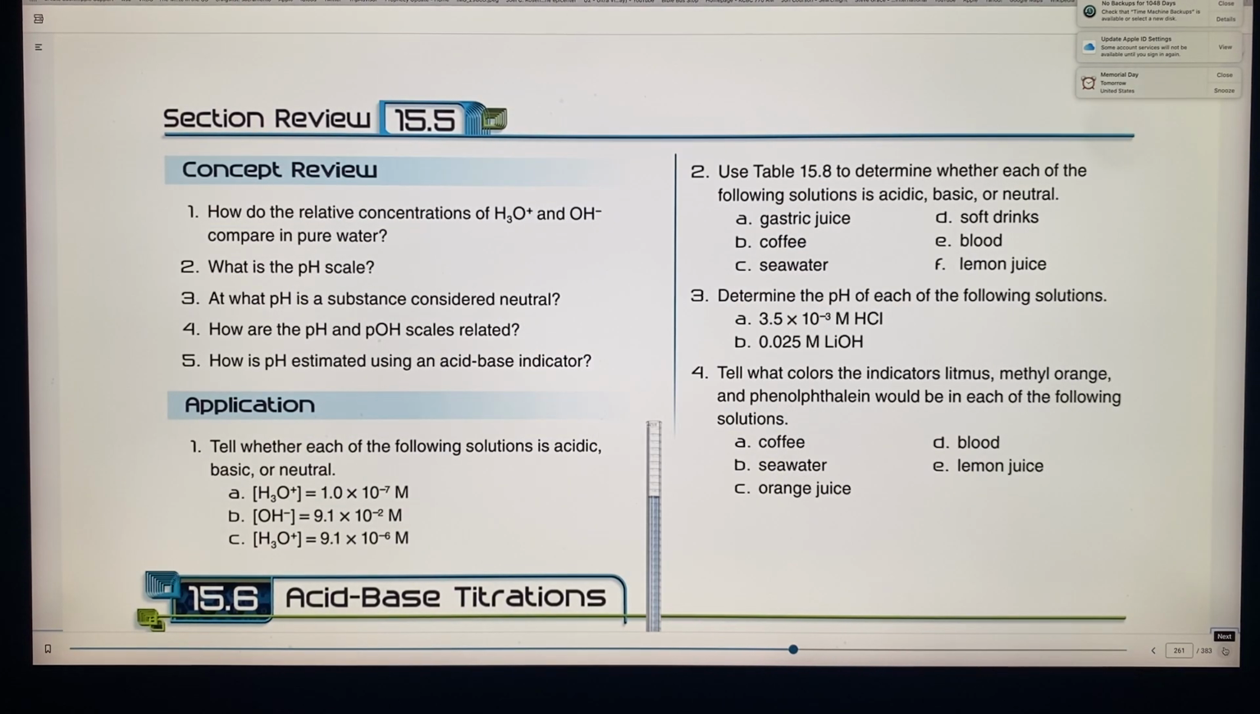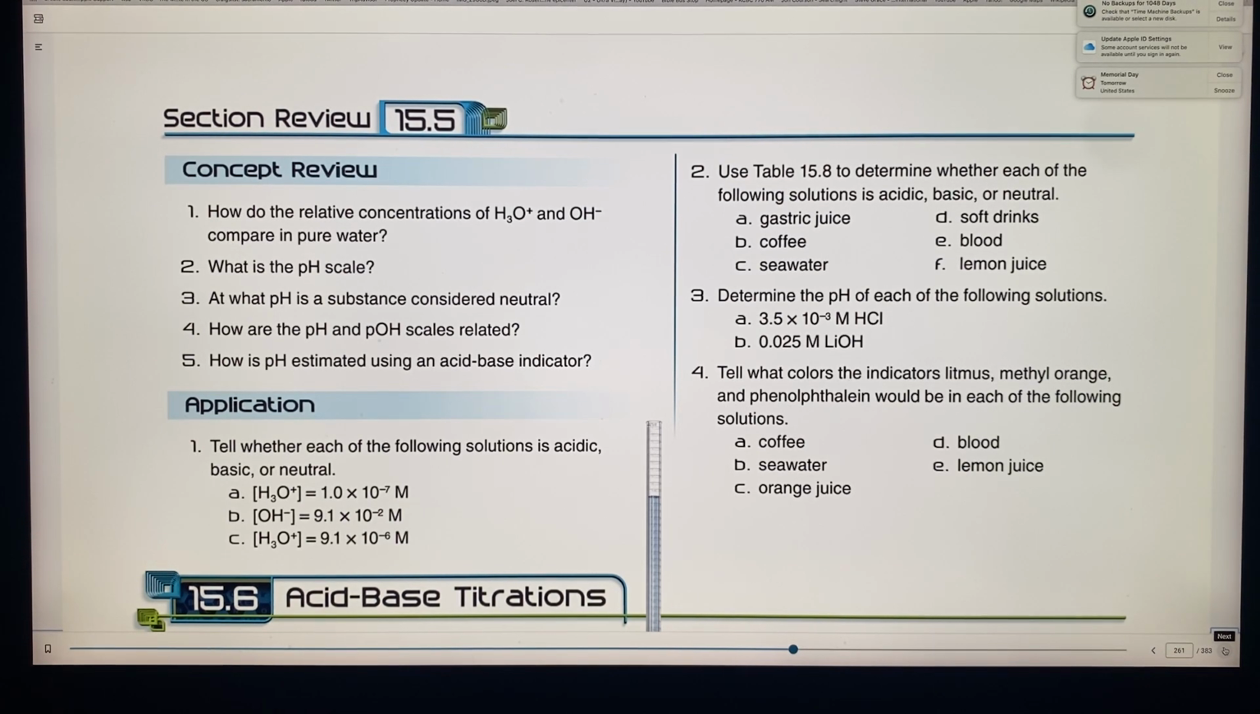Okay, let's see here. Let's go through these questions a little bit. How do the relative concentrations of H3O and OH compare in pure water? Remember, every 550 million molecules, or 1.00 times 10 to the minus 7 moles. So in water, it takes a lot of them to make it acid or base.